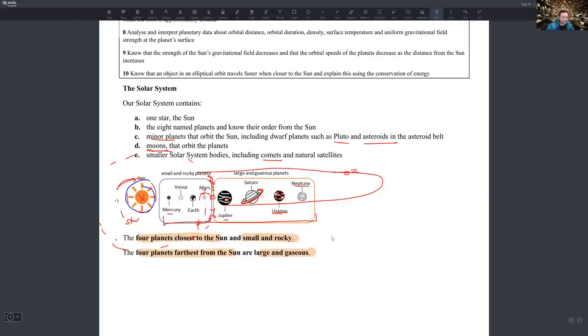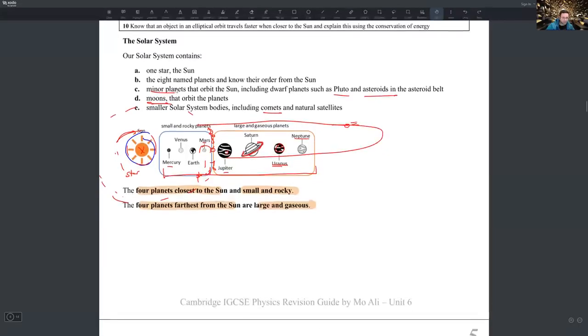Pluto is categorized as a dwarf planet, not Neptune. Okay? Good. Honestly, we can't even consider Pluto to be a planet. The reason we call it a dwarf planet is because it orbits the sun, but it's bigger than asteroids.